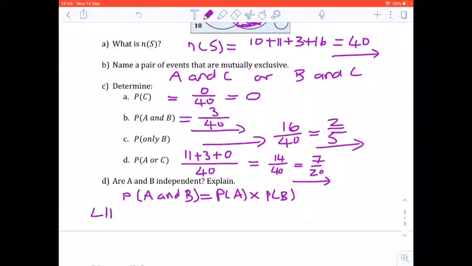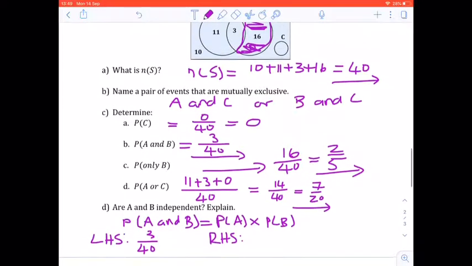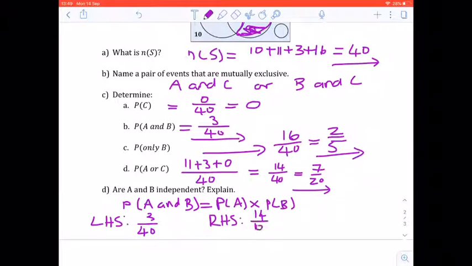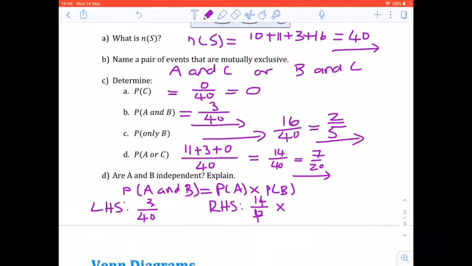So on the left hand side, the probability of A and B is 3 over 40, and on the right hand side, the probability of A is 14 over 40, and the probability of B is 3 plus 16, so 19 over 40. Multiplying those two together, you'll get 0.16625, which is not equal to 3 over 40.